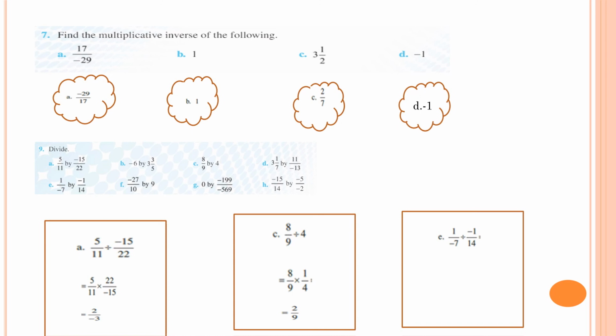Let us come to the E1, that is 1 by minus 7 divided by minus 1 by 14. So 1 by minus 7 into 14 by minus 1. It will become this when I take the reciprocal and put in a multiplication sign between the two rational numbers. When I divide that, that is minus 7 and 14, I get the answer as 2.